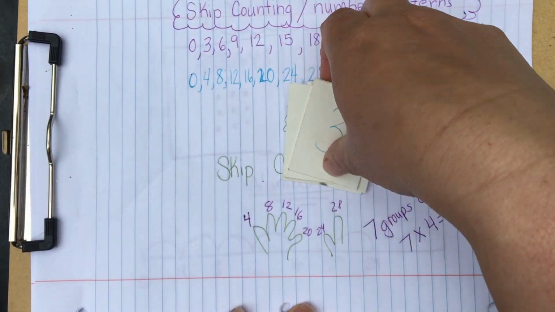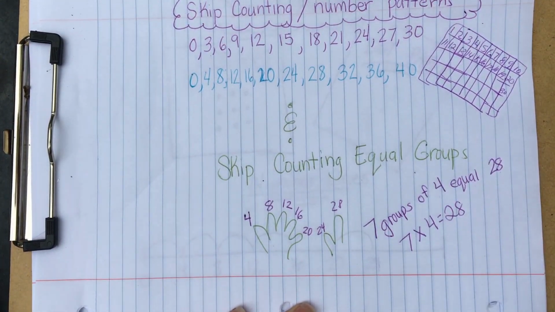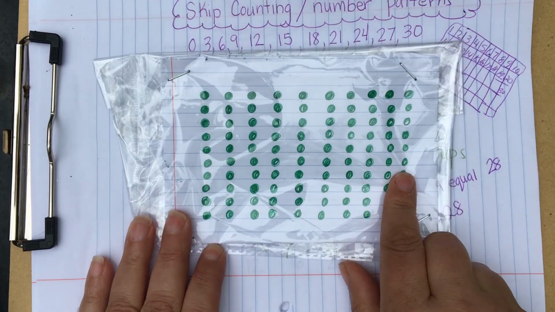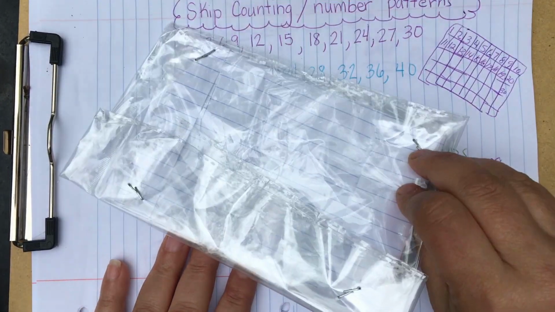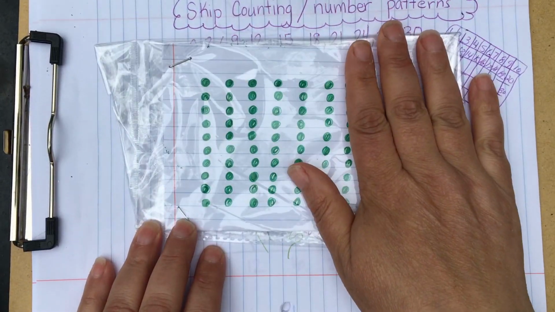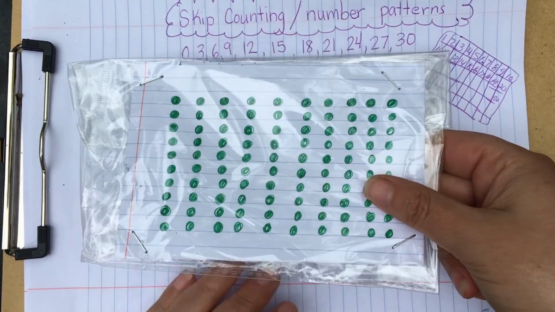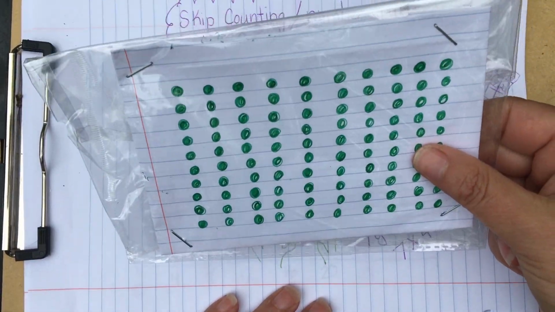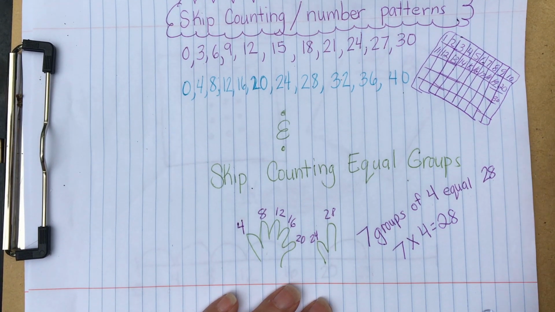So the other thing you're going to need is your dot paper. This is actually going to be a dry erase board. I just took some recycled plastic and stapled it to the dot paper that I made, so that way we can use it over and over and over again.